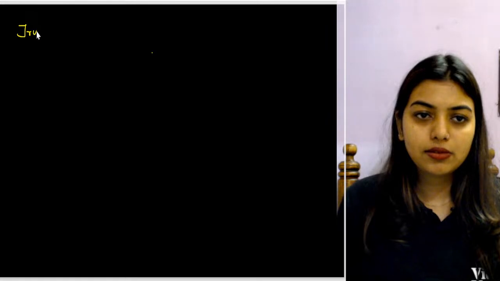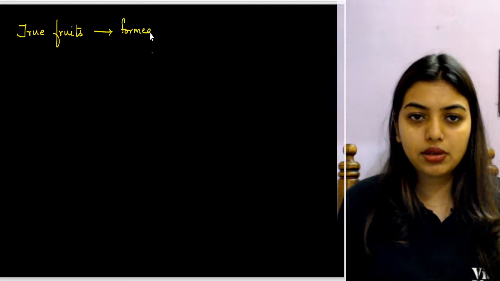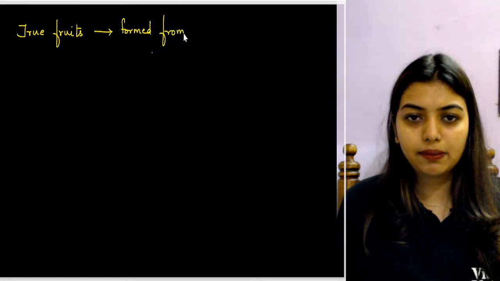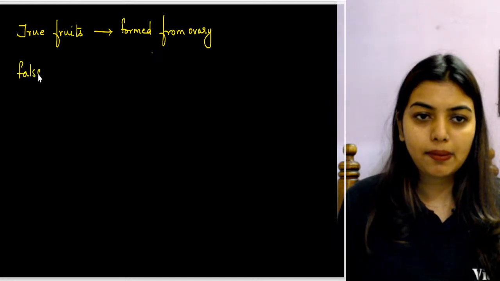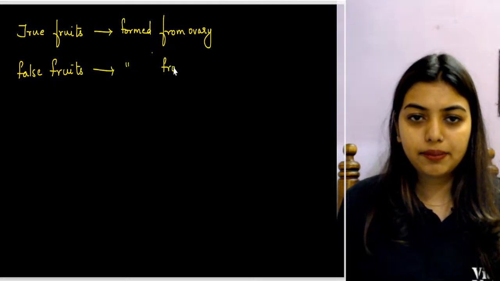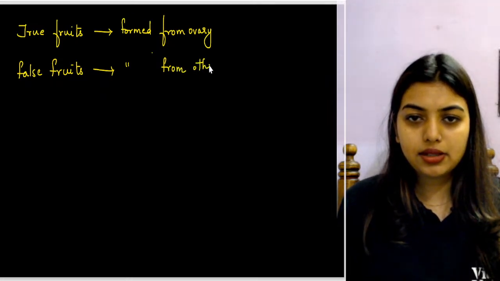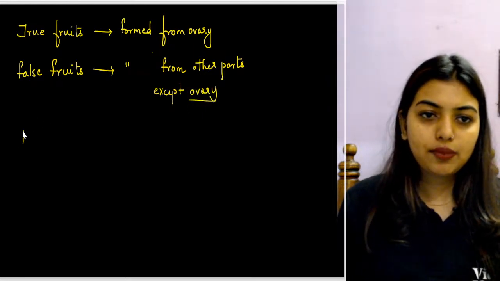True fruits are formed from the ovary. False fruits are formed from any part other than the ovary, except the ovary. Got it? Except ovary. Then you have parthenocarpic fruit.